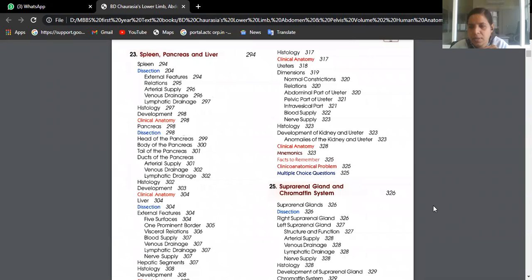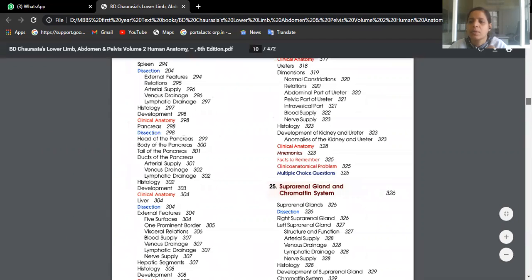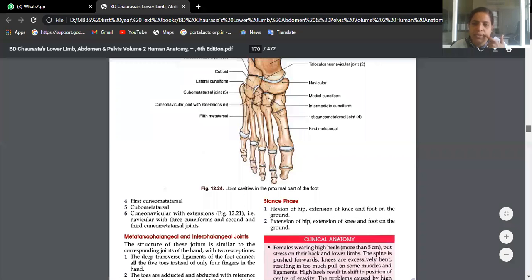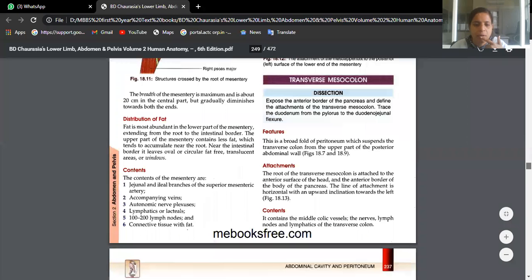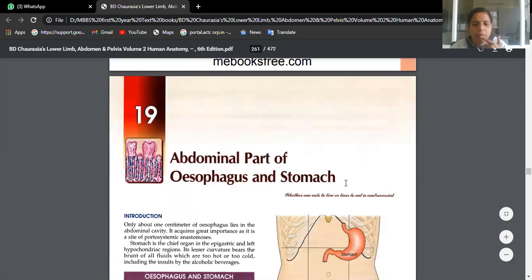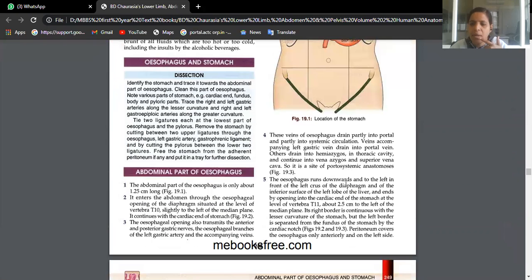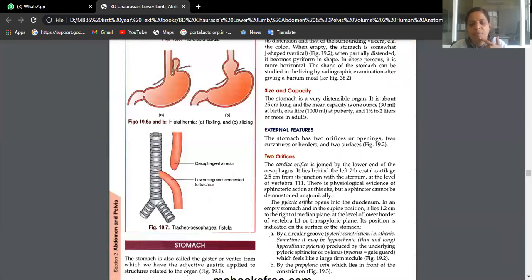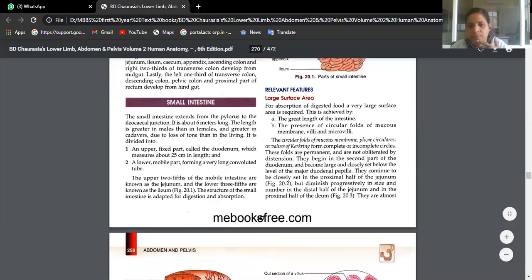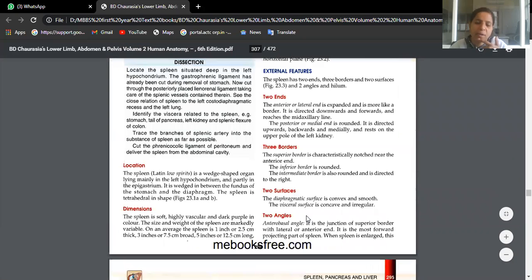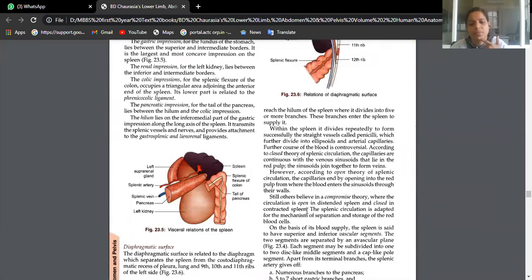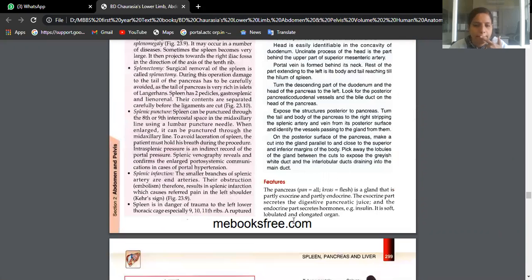Okay, liver visceral relations. Development from which layer? It develops from endoderm at the junction of foregut and midgut. Hepatic ward. We'll see as we proceed.